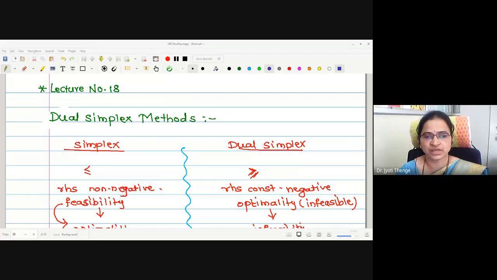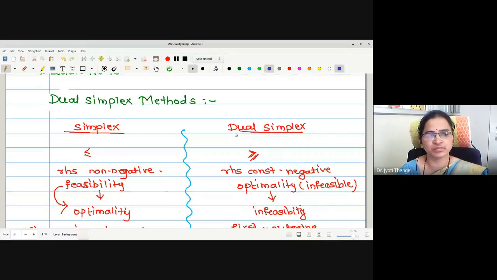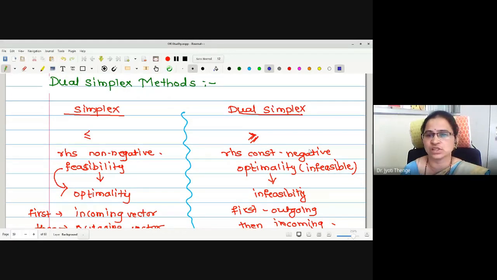In the last lecture, we have studied how to solve the problem by dual simplex method. First, we will try to understand about this dual simplex method. This name, as it suggests, is dual simplex method. That is, the steps used in this method are exactly complementary to what we have done in the simplex method. We have seen this in detail.